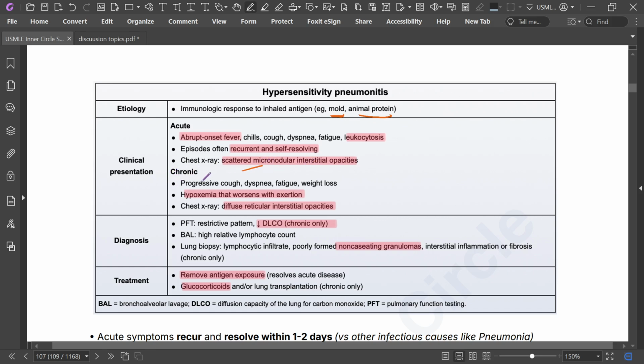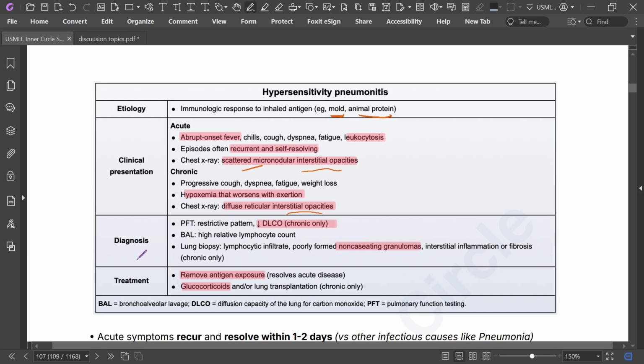And in chronic, it may be progressive cough, dyspnea, and most importantly, hypoxemia that worsens with exertion. Chest X-ray shows diffuse reticular interstitial opacities. So in hypersensitivity pneumonitis, there is interstitial opacity. If it is micronodular and scattered, it is acute. If it is diffuse reticular, it is chronic.